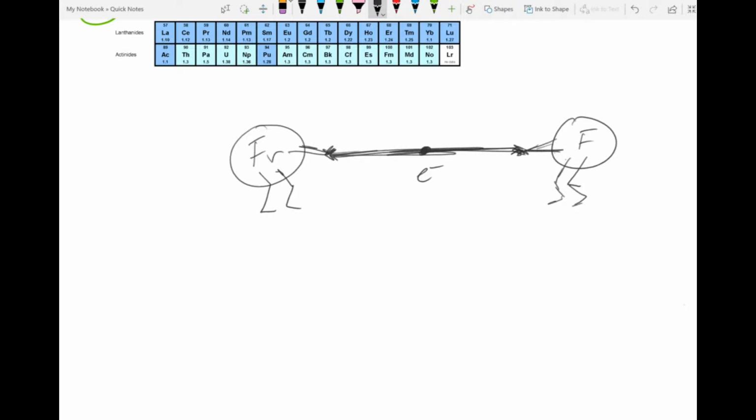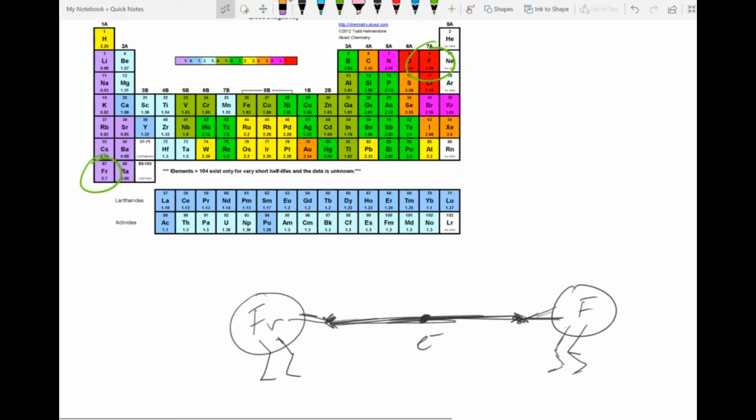But then you need to start thinking, okay, well, who's going to win? Right? You need to start asking, okay, well, who's the stronger one? Who's going to be having the bigger pull? Well, that's why we have the electronegativity table.